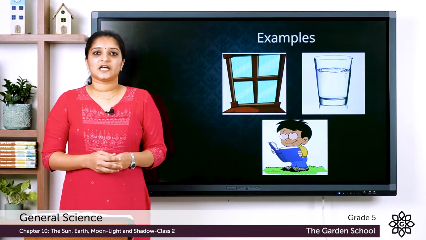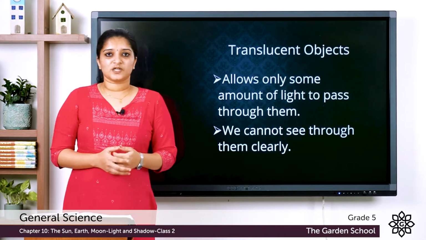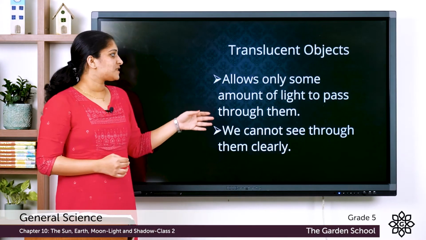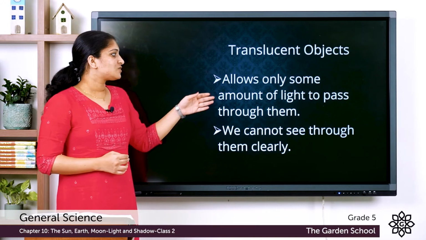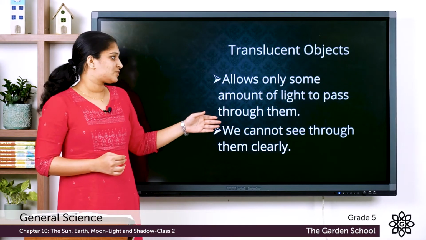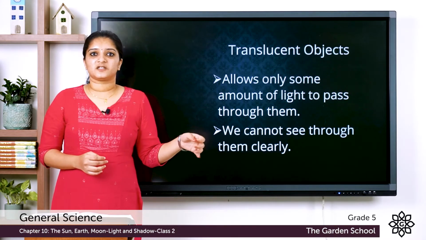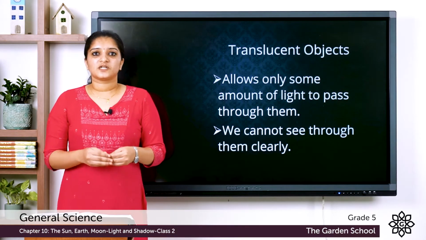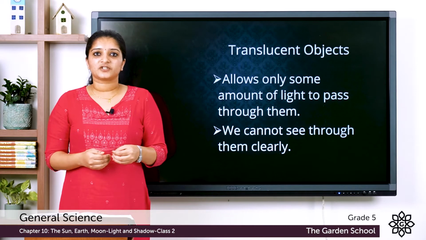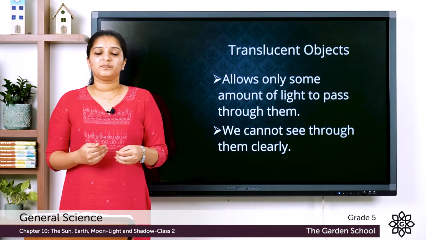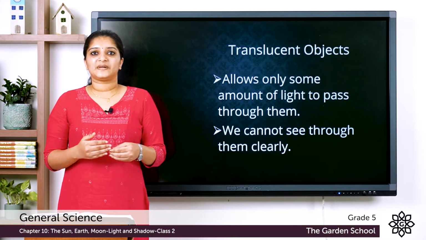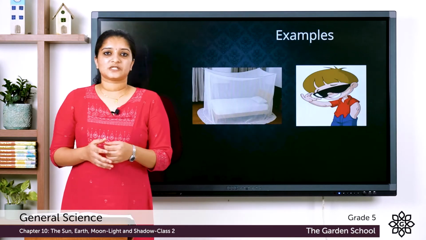Now let's see the third type of object, that is the translucent object. Translucent objects are those objects that allow only some amount of light to pass through them. We cannot easily see through these objects like transparent objects. So translucent objects partially allow light to pass through them, and these objects are not completely see-through. Let's see some examples of that.